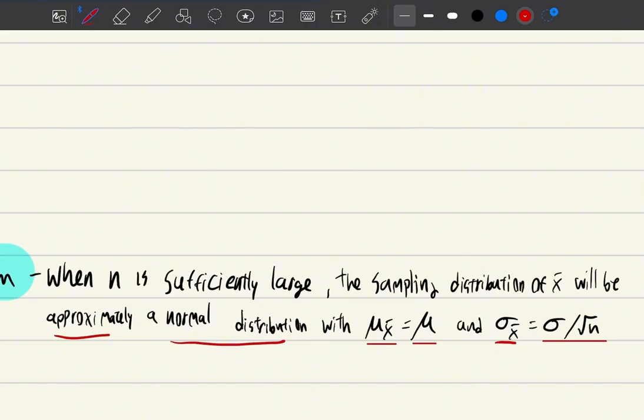When I say sufficiently large, it means that the sample size has to be more than or equal to 30. The larger the sample size, the better the normal approximation of the sampling distribution of x bar, or the mean.